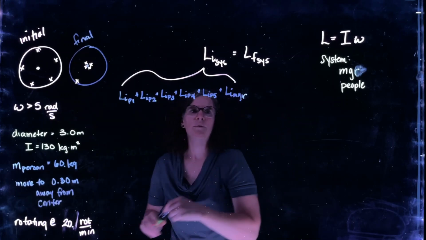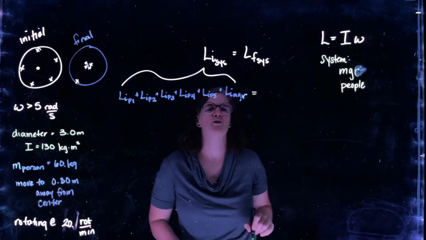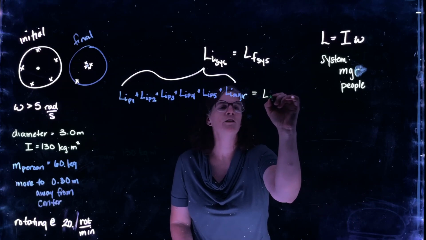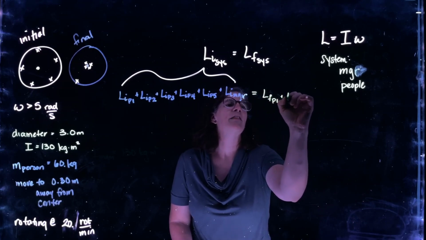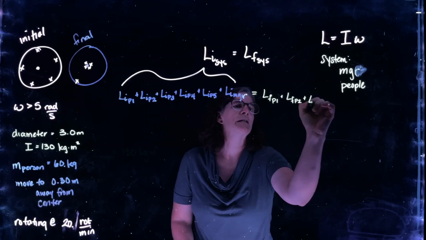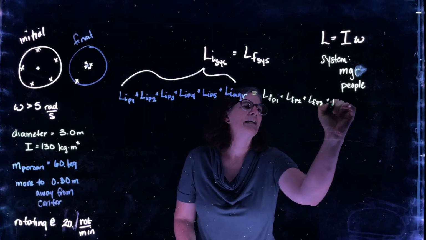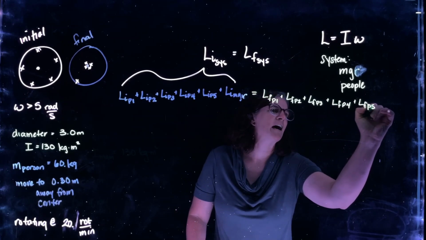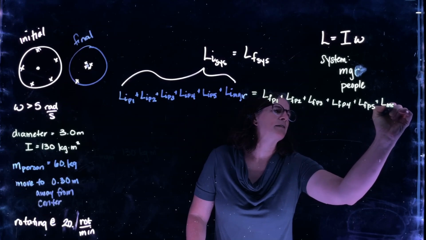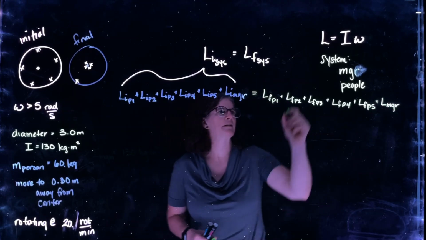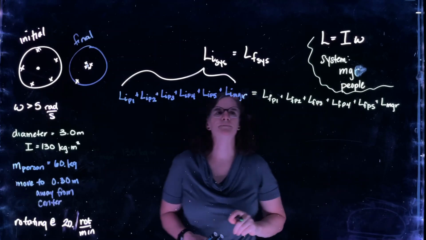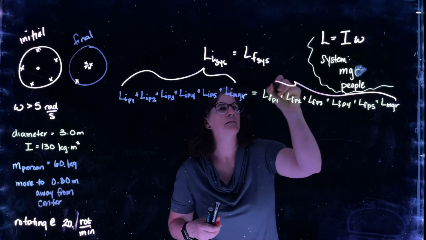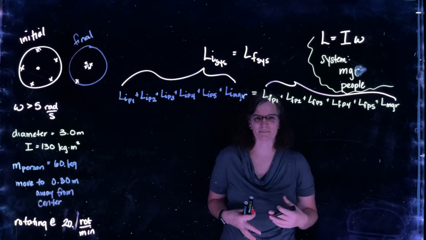Similarly, I'm going to swap colors so I have a little finer tuned marker. We have the system in the final. We have the final momentum of person 1, the final momentum of person 2, final momentum of person 3, final momentum of person 4, final momentum of person 5, and the final momentum of the merry-go-round. I have enough space. Perfect. I'll kind of give a little break there. So all of these pieces make up our final system.